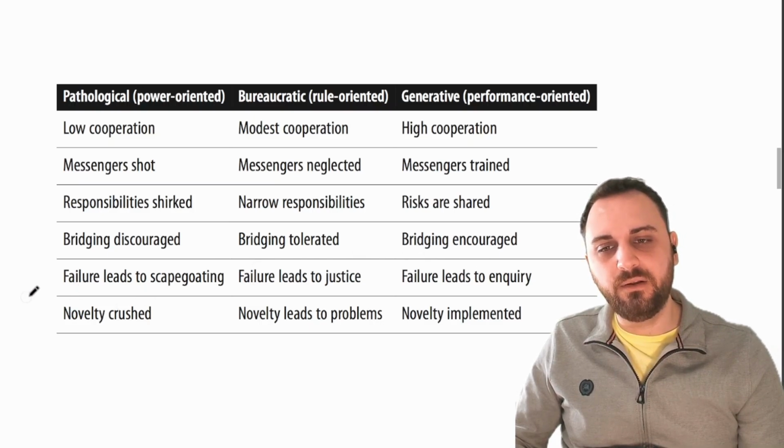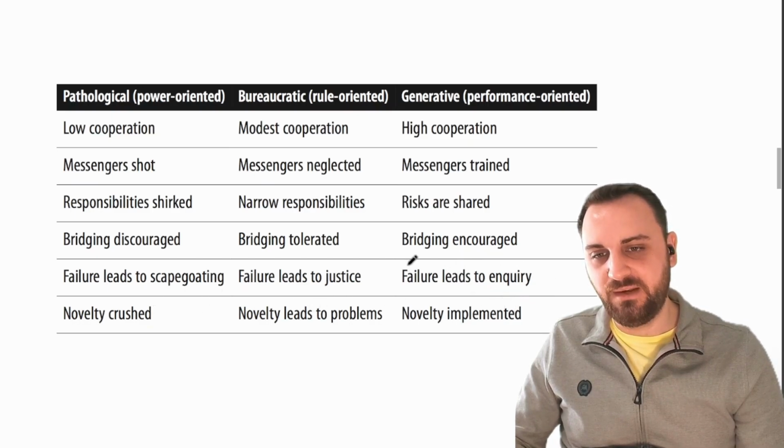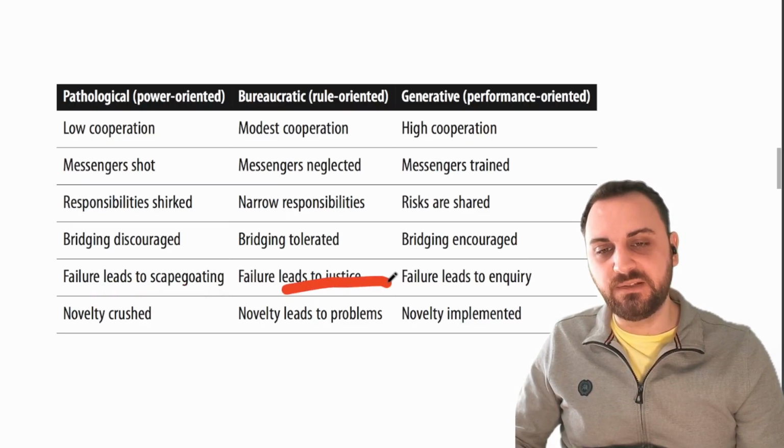And then look at another layer here. We have failure leads to scapegoating, right? Or failure leads to justice, and failure leads to inquiry. And I think a lot of people are worried about that inquiry. They think about the Spanish Inquisition. It's not what Westrom meant. So failure leads to scapegoating. We all try to point a finger for who to blame. Failure leads to justice.